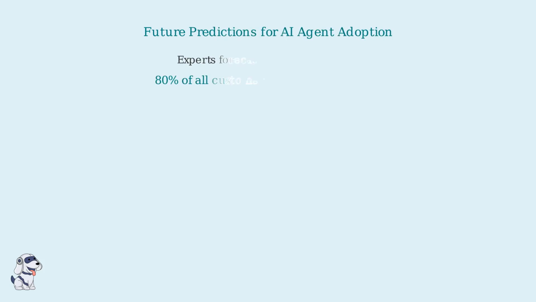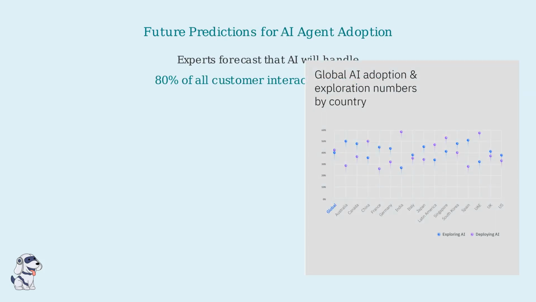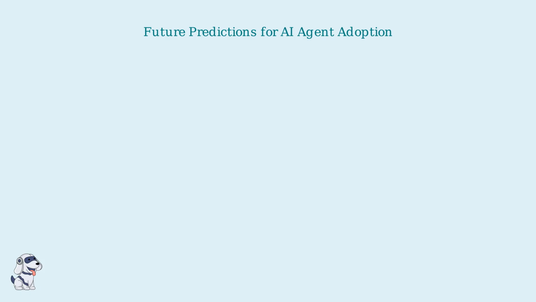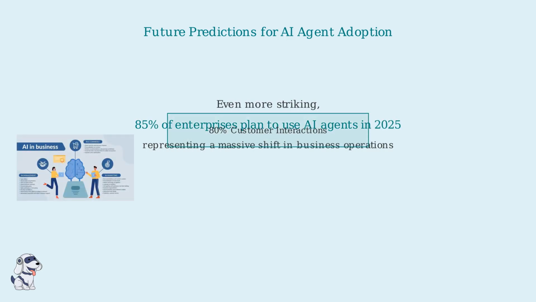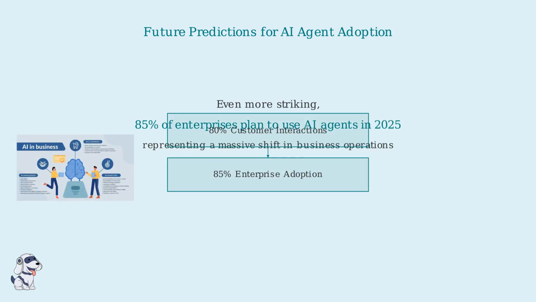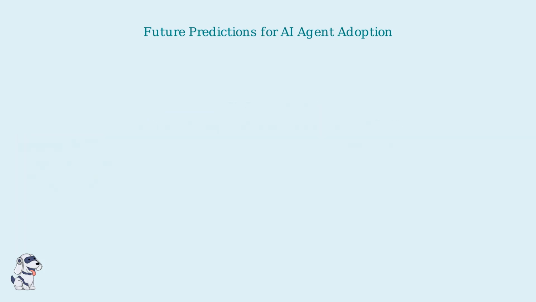Future predictions for AI agent adoption are remarkable. Experts forecast that AI will handle 80% of all customer interactions by 2030. Even more striking, 85% of enterprises plan to use AI agents in 2025, representing a massive shift in how businesses operate and serve their customers.